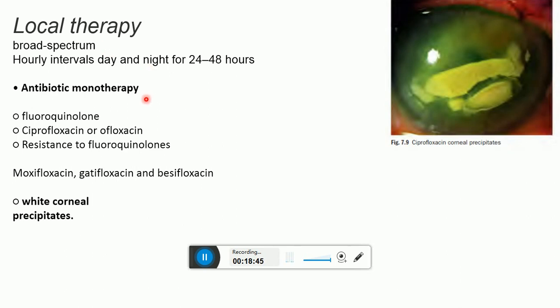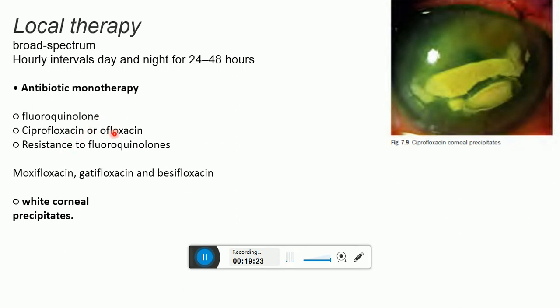Antibiotic monotherapy has the major advantage over dual therapy of lower surface toxicity. Antibiotic monotherapy has an advantage as well in that it has greater convenience. A commercially available fluoroquinolone is the usual choice for empirical monotherapy and appears to be about as effective as dual therapy.